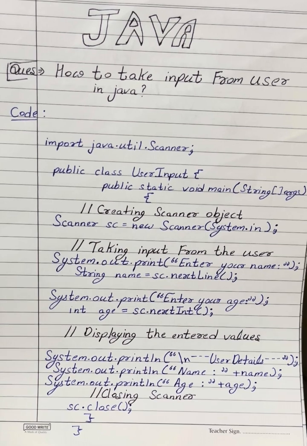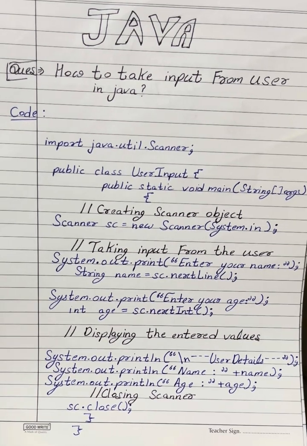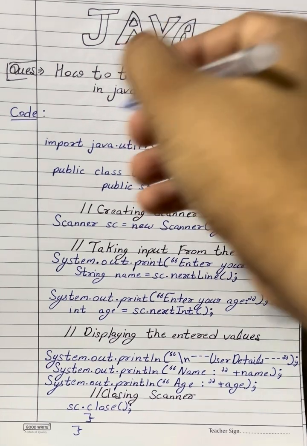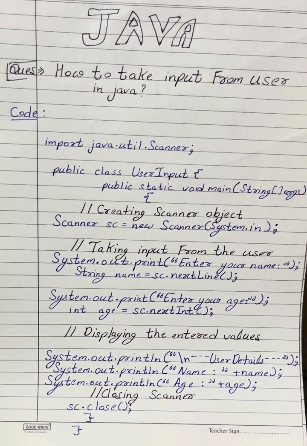So in the first line, this line imports the Scanner class from the java.util package, and since the Scanner class is not available by default, importing it is necessary before using it. And if this statement is omitted, the compiler will generate an error because it will not recognize the Scanner class.